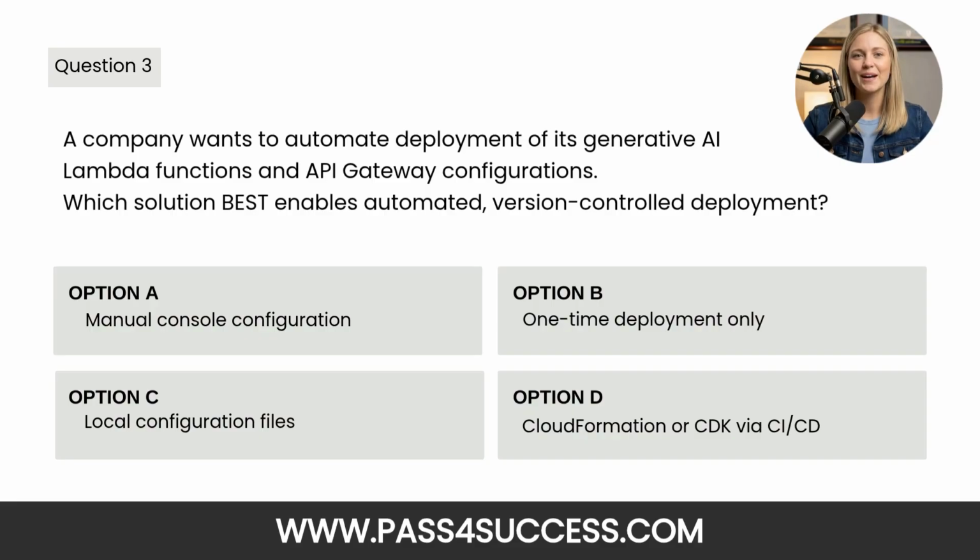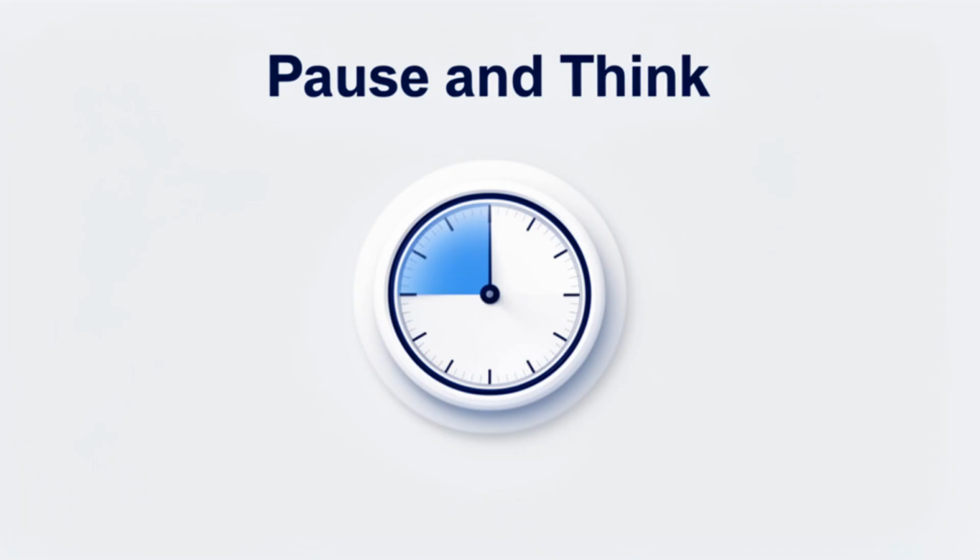Question 3. A company wants to automate deployment of its generative AI Lambda functions and API Gateway configurations. Which solution best enables automated version-controlled deployment? A. Manual console configuration. B. One-time deployment only. C. Local configuration files. D. CloudFormation or CDK via CI/CD. Take a few seconds to think.